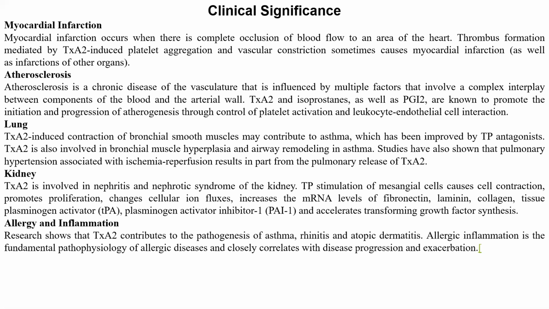In the lungs, thromboxane A2 induced contraction of bronchial smooth muscles may contribute to asthma, which has been improved by TP antagonists, and thromboxane A2 is also involved in bronchial muscle hyperplasia and airway remodeling in asthma. Studies have also shown that pulmonary hypertension associated with ischemia reperfusion results in part from the pulmonary release of thromboxane A2.